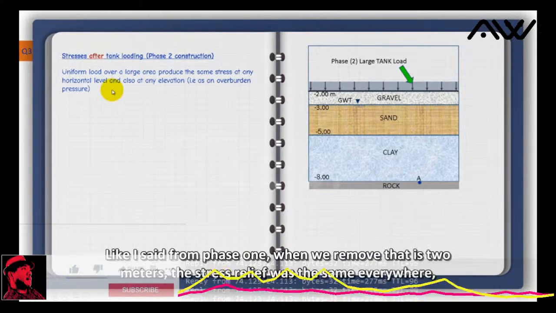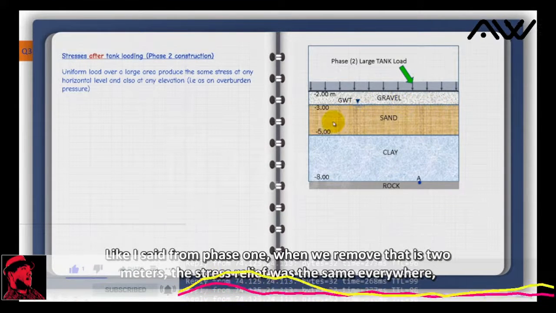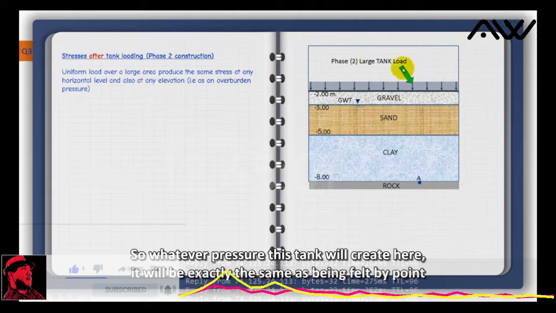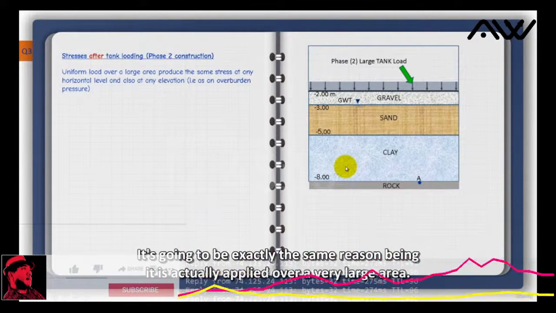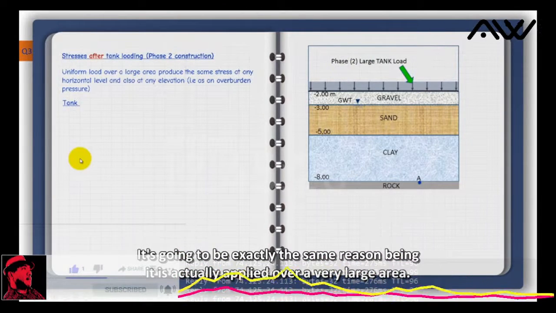Very important. Like I said, from phase 1, when we removed these 2 meters, the stress relief was the same everywhere, horizontally and vertically. This also applies to the tank load, because the tank is covering a very large area. So whatever pressure this tank will create here, it will be exactly the same as being felt by point A or above or anywhere within this zone of the existing soil profile. It's going to be exactly the same, the reason being it is applied over a very large area.